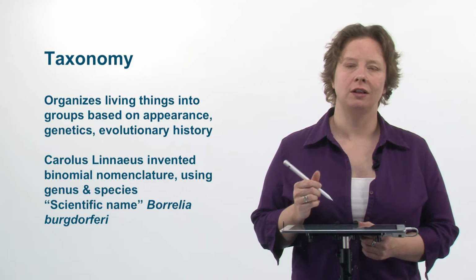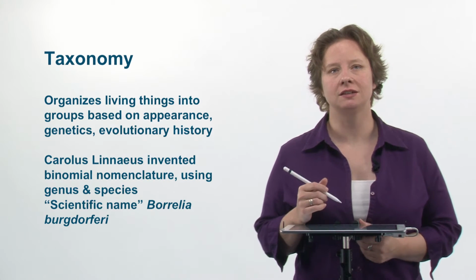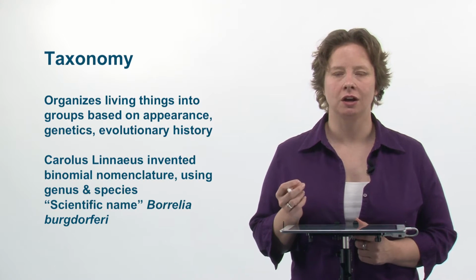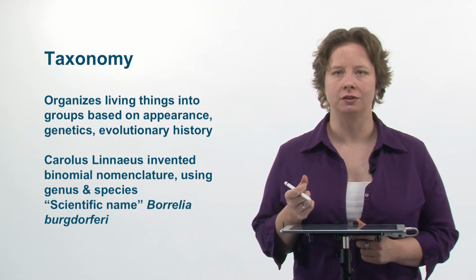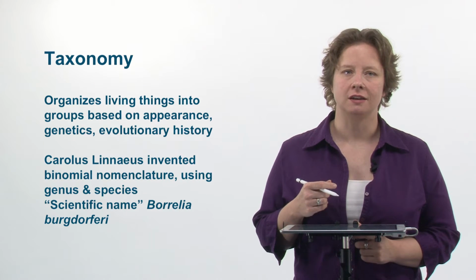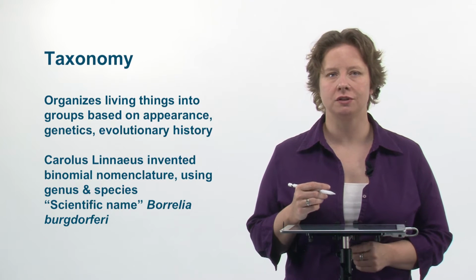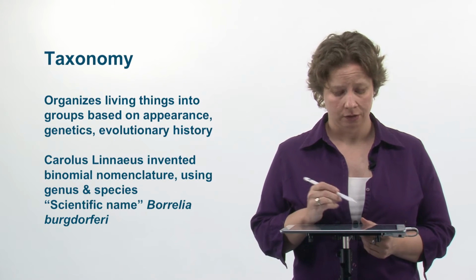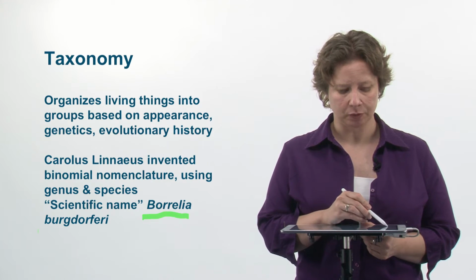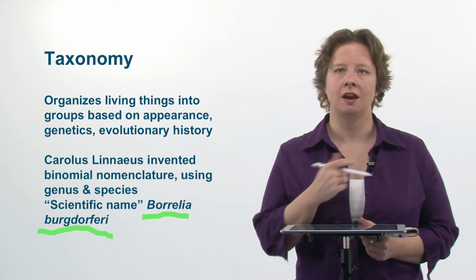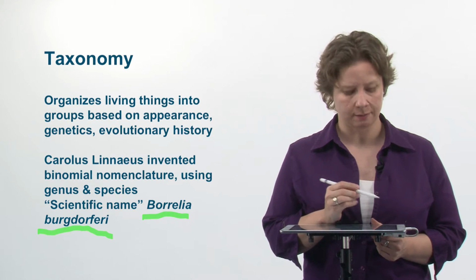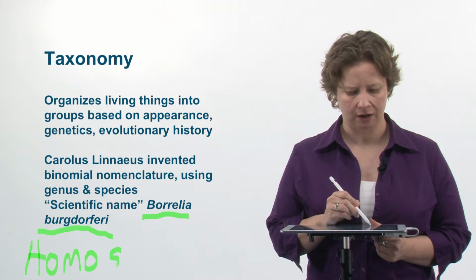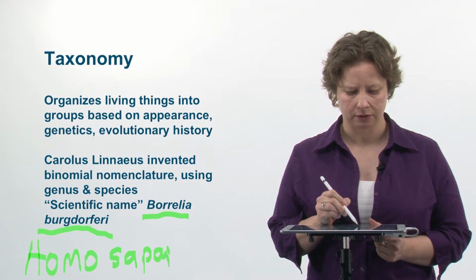In this unit, we're talking about classification of living things, and the study of taxonomy organizes living things into groups based on how they look, their genetic relationships, and their evolutionary history. Carolus Linnaeus invented binomial nomenclature, which uses the genus and the species name to give something what we call a scientific name. An example of a scientific name is Borrelia burgdorferi, which is the name of the bacterium that causes Lyme disease. Also, humans have a scientific name of Homo sapiens.